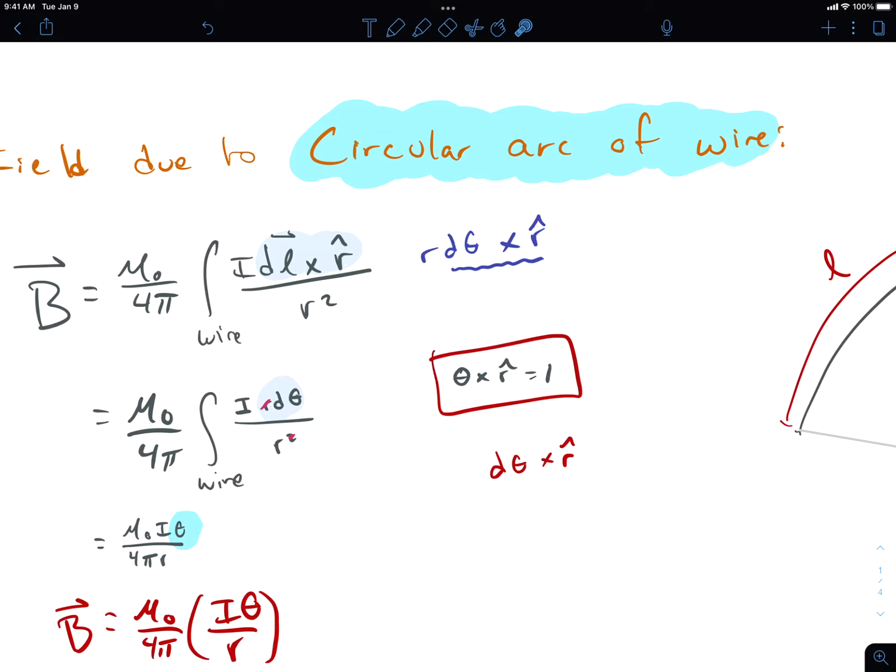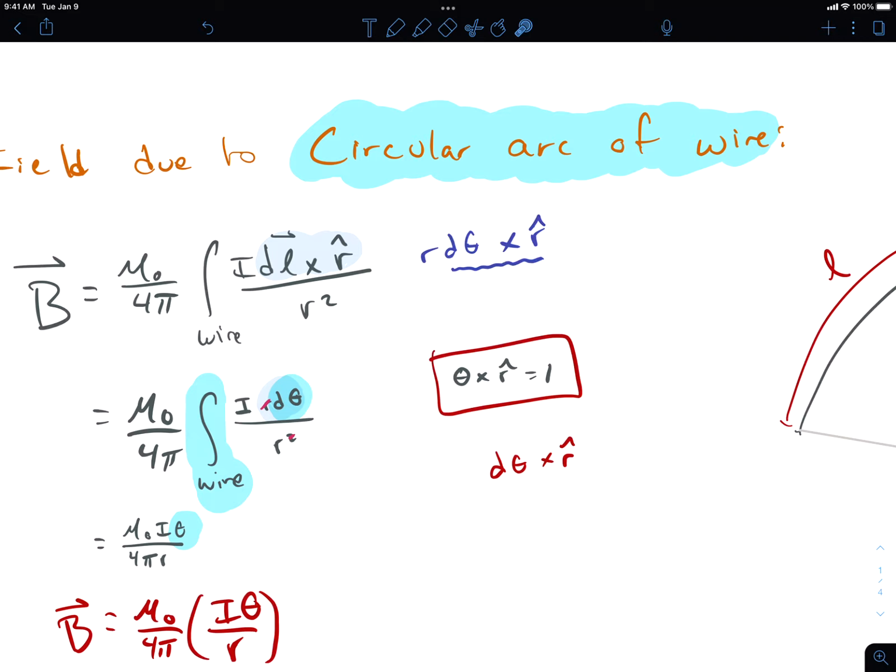It's not something that I'm integrating. So I can cancel, let's say, the r on the top with one of the r's in the denominator, and then I can take the r out of the integral. I can take the I out of the integral, right? The only thing left in my integral will be my d theta. So if you take the integral of just d theta, then you get theta, right?